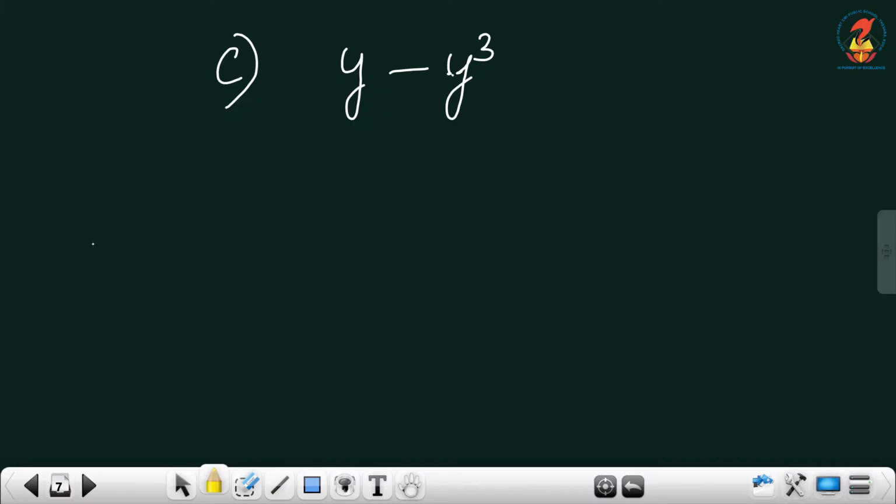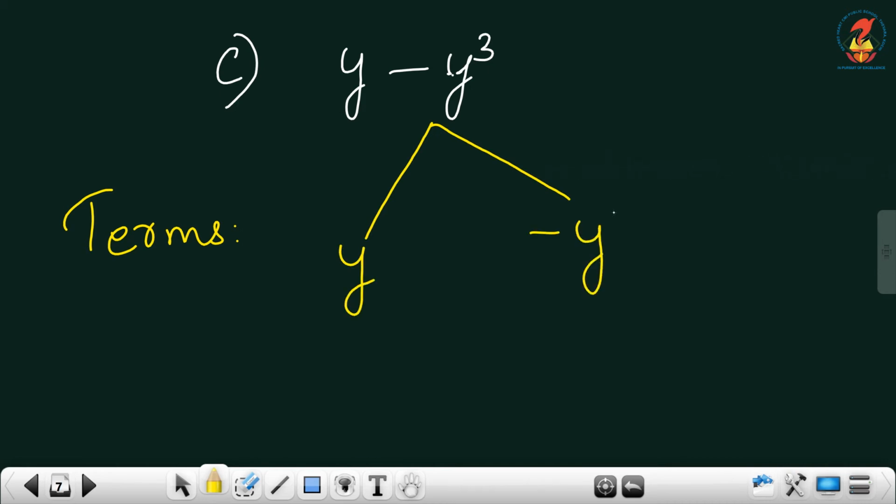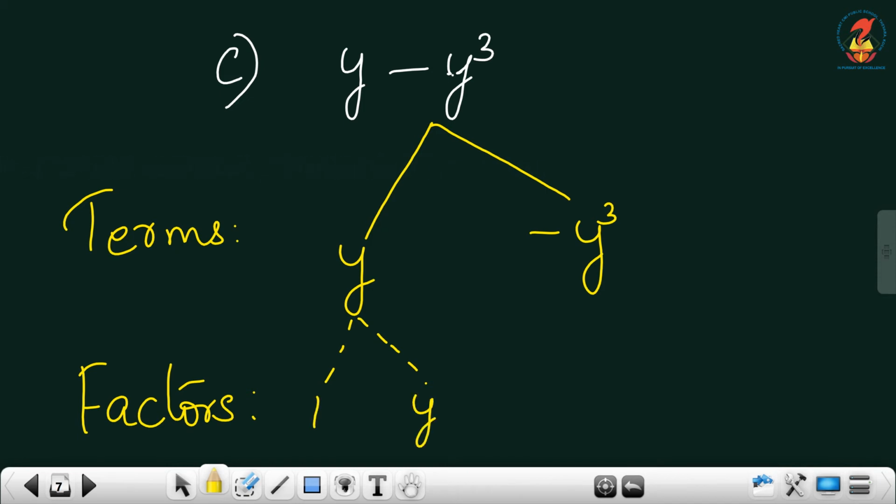Now, this is an algebraic expression, and how many terms are here? There are 2 terms. Which are the 2 terms? y and negative y cube. Okay, children, now we have to write the factors. Just use a dotted line. A term is a product of its factors, so we can write y as 1 and y. 1 into y will give the answer y.